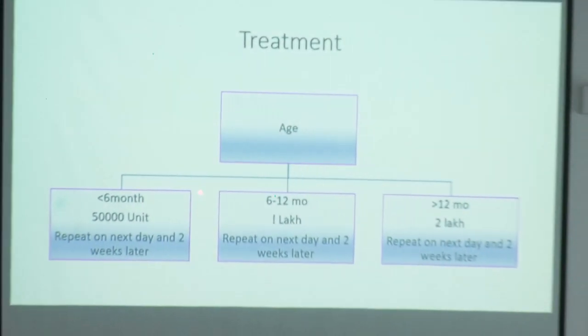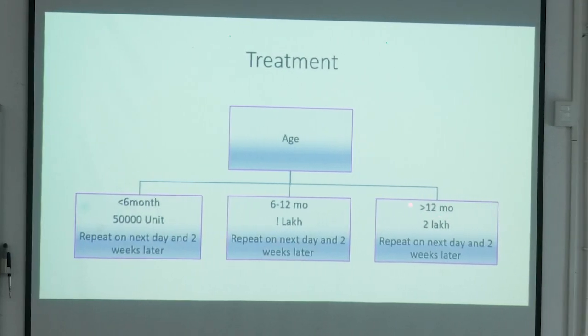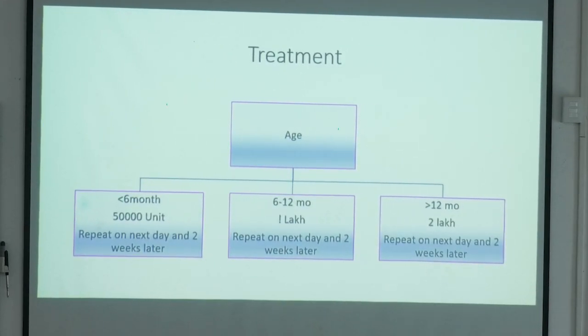Now this is the treatment of vitamin A deficiency in relation to age. You see less than 6 months. This you probably have read previously. For vitamin A deficiency, less than 6 months, 50,000; 6 to 12 months, 1 lakh; and greater than 12 months, 2 lakhs units. As you are treating the patient who is suffering from vitamin A deficiency, you should repeat on the next day and 2 weeks later in every case. So this you should remember for day-to-day practice.